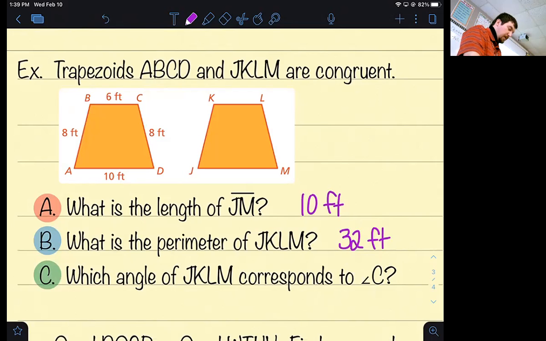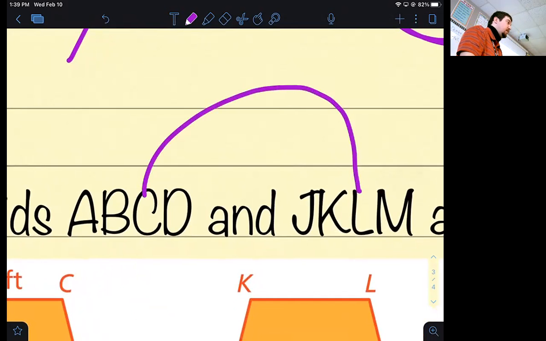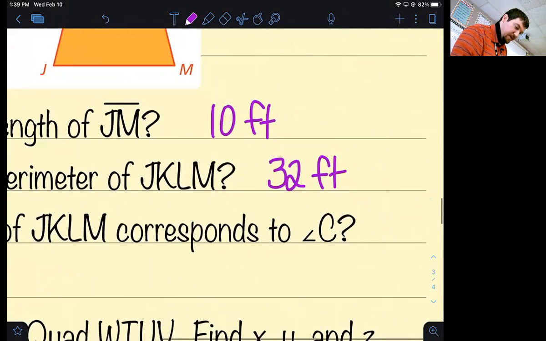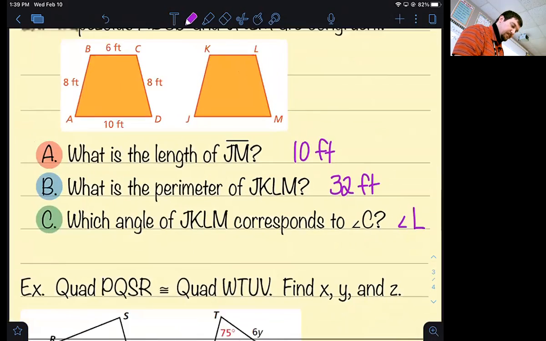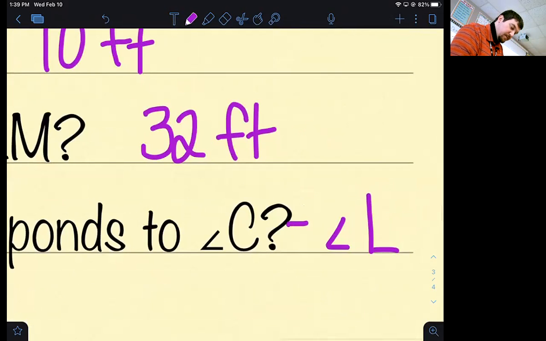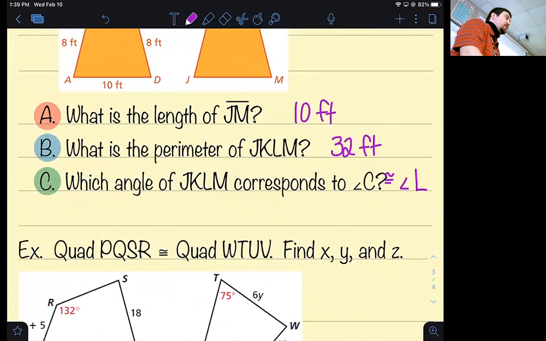Oh, I forgot. Okay. And then it says which angle of JKLM corresponds to C. Without even looking at it, it's got to be L, right? How do I write it though? I just put L down? Angle L, just like they did. If you want to write it as an equal to, you have to put the wavy line. Oh, yeah. Sure, we could do that. Congruent. You could say angle C is congruent to angle L. Because if they do correspond, we know they're the same. So they're congruent to each other. Yep.